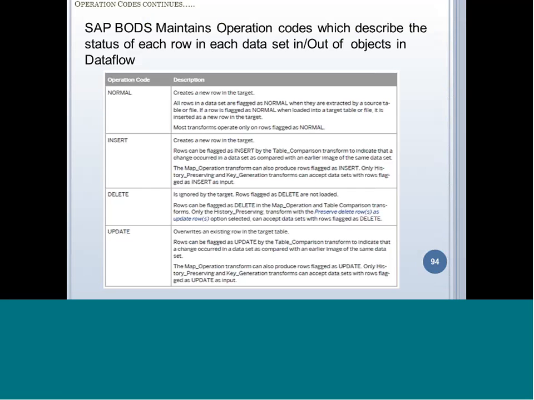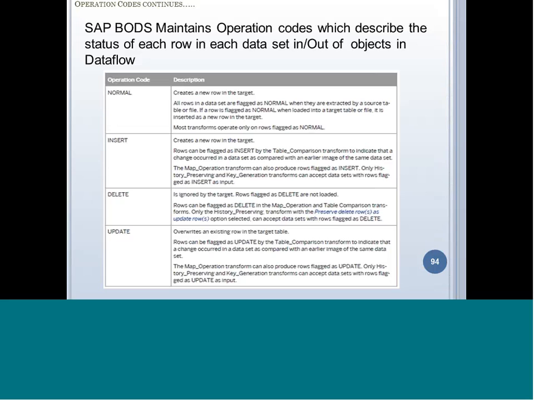If any records come out of a query transformation, they are all flagged with the normal flag. Remember that these operation codes won't be visible to you. They are assigned by the BODS engine behind the screens. Depending upon the operation codes, if you want to compare, delete or update, all these operations will be taken care of by the respective transformations.